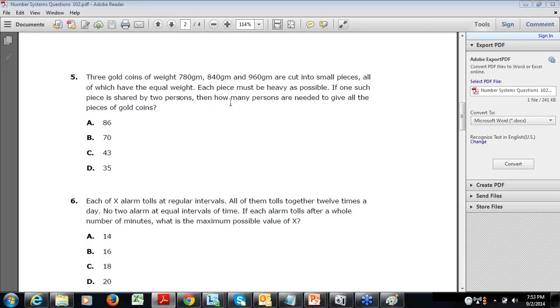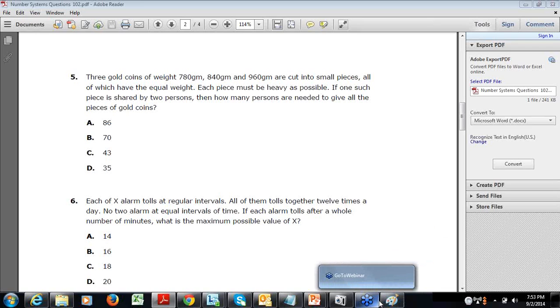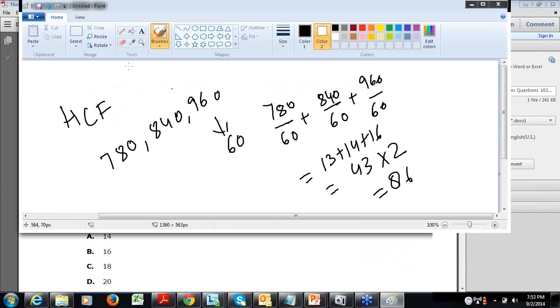It is written, if one such piece is to be shared with 2 persons, so how many persons are needed? So it will be 86. So don't miss this amendment, 2 persons. There will be both options 43 and 86, so you can get confused. So 86 will be the answer. Anybody has a problem with this question? 5 seconds I'll give for them to raise right now. Okay. I believe everybody is clear with this.